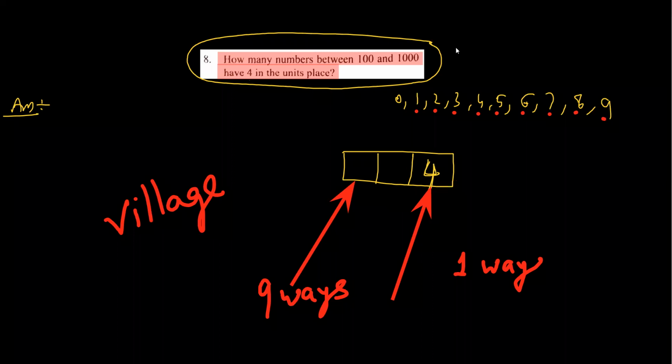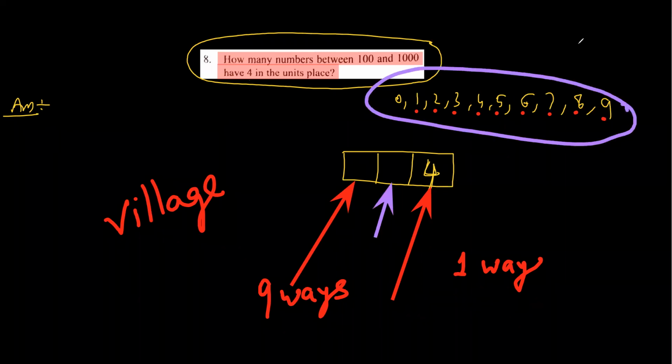So 9 ways for this. Now I come to the tens place. The hundreds place can be selected in 9 ways. Now the tens place: in how many ways can it be selected? For the tens place, I have got 10 digits. It can be any one of these digits. So I will write 10 ways.